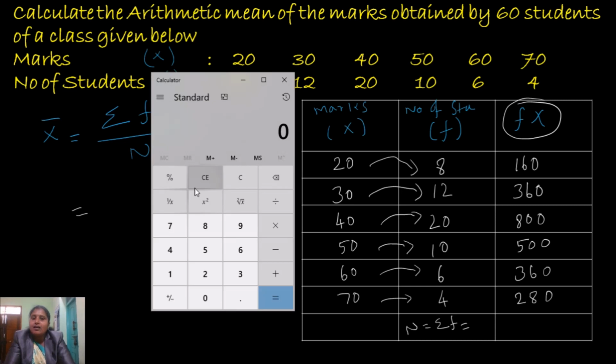We add all the values of f, that is 8 plus 12 plus 20 plus 10 plus 6 plus 4, we have 60.